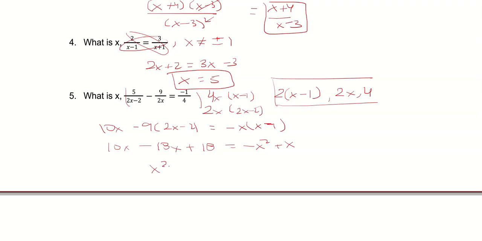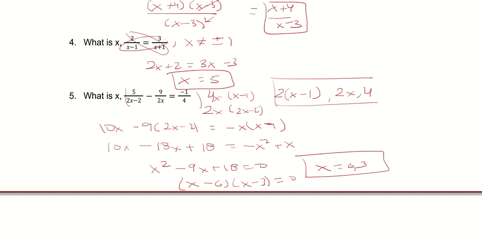x. Bring everything on one side. X squared, 10x minus 18x is negative 8x, minus x is negative 9x, plus 18 is 0. You get x minus 6, x minus 3. And so x is 6 and 3. So you get 2 answers for that one.